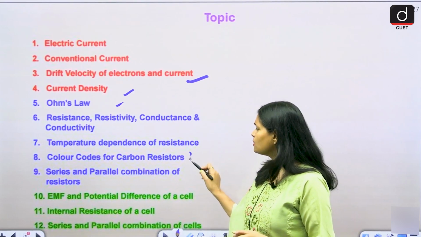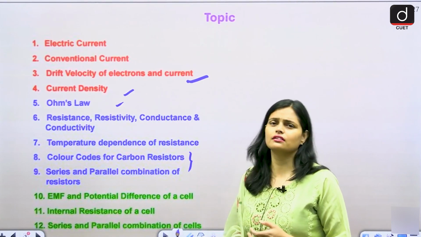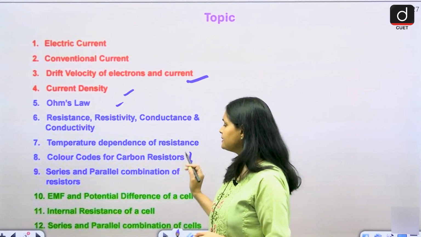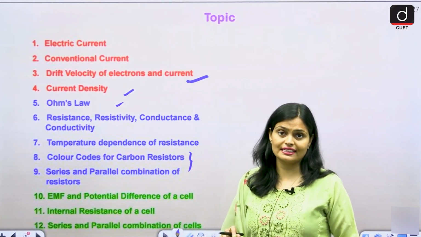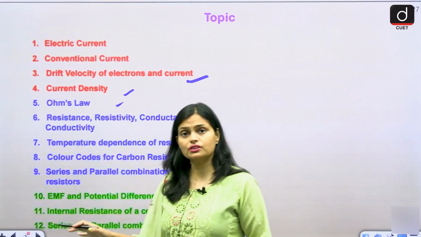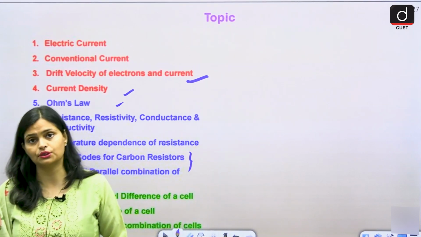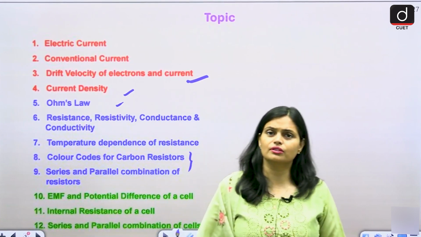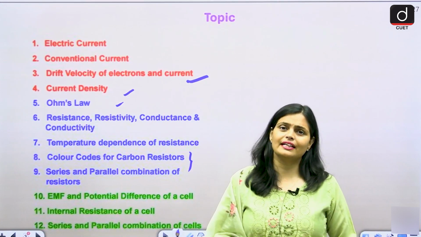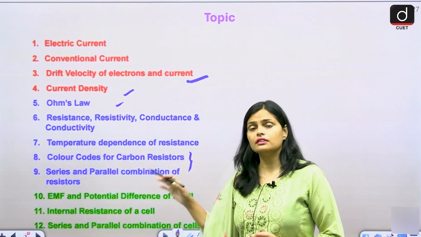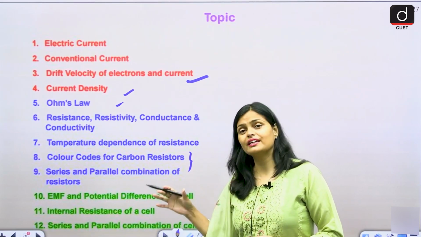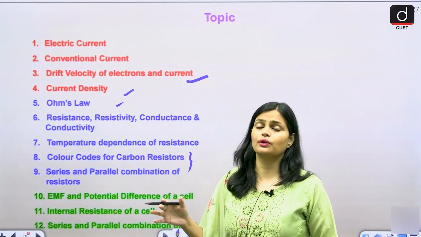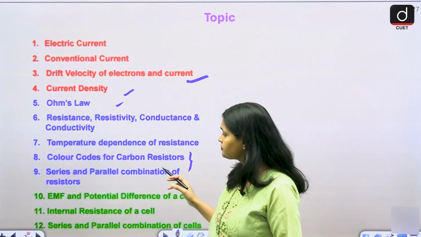Then color code for carbon resistor, it's a very small, simple topic, so we'll just have a look. Series and parallel combination of resistors, from which you will get numerical questions definitely. Like in your class 10th also you have learned about series and parallel, but they are the basic one. Here again in series and parallel you may get numerical questions only, so you have to practice the numericals, right?